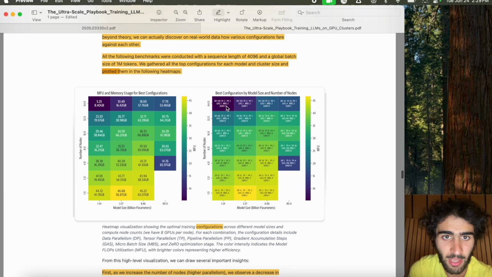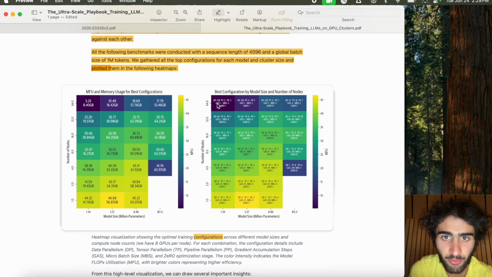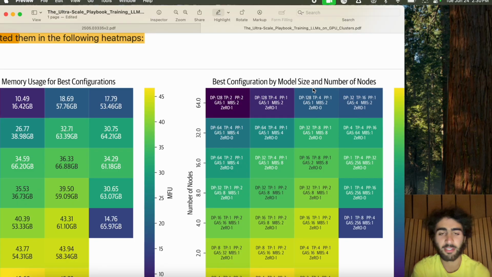So you can see, for example, for not all, but for 3 of the 64 node setups, we had a data parallelism of 128 with a GAS. I'm not sure what the GAS is, so if anybody knows, please tell me, and a minimum batch size of 2. So 128 times 2 gives us 256. And this, I think, means that there are 4 GPUs per node. So this is worth noting.